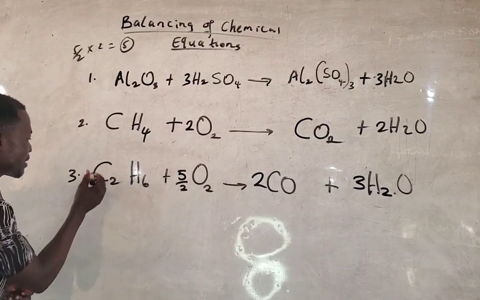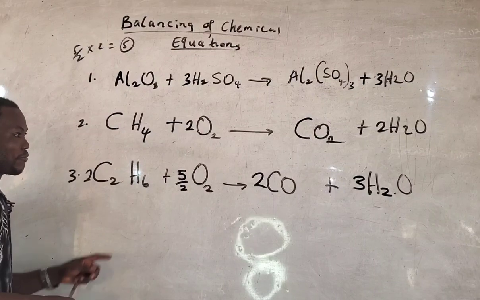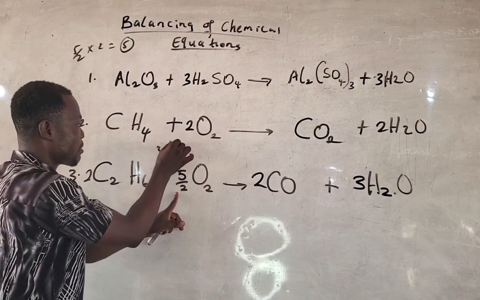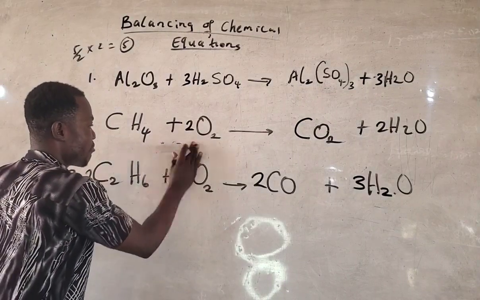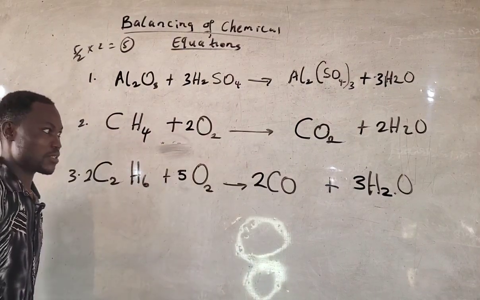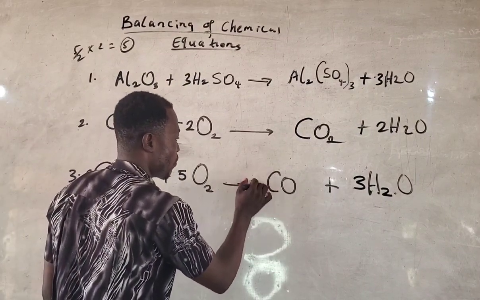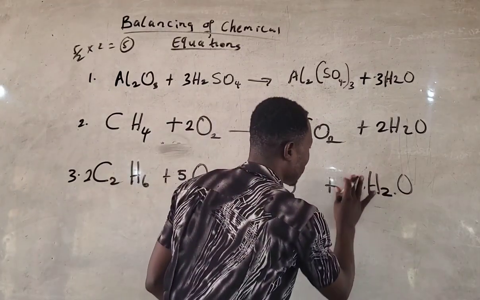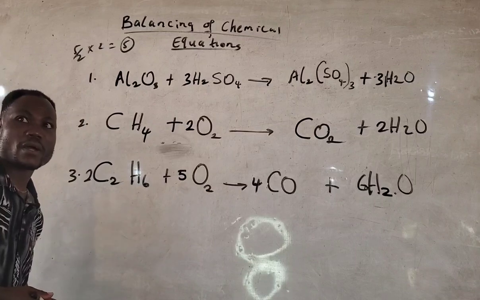If I multiply this by 2, it introduces 2 here. If I multiply this by 2, 2 will cancel this 2. If I have 2 times 5 over 2, this cancels, leaving us here with 5. Are we making sense? Then if I multiply this by 2, it becomes 4. Then if I multiply this by 2, it becomes 6. By so doing, I've removed the fractional part.